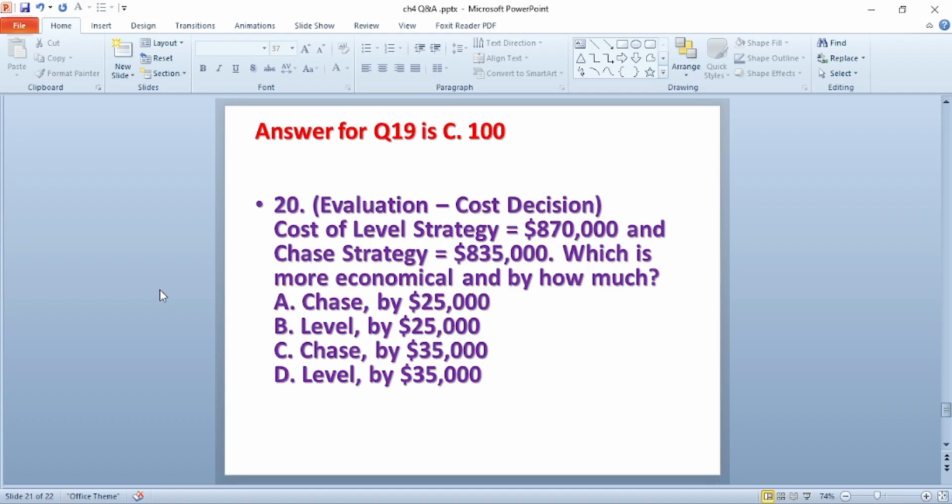Question number 20. Cost of level strategy is equal to 870,000, and chase strategy is equal to 835,000. Which is more economical and by how much? As we can see, the highest is the cost of level strategy. So the chase strategy is less than that. Their difference is 35,000. So the chase strategy by 35,000 is more economical. The answer is C.